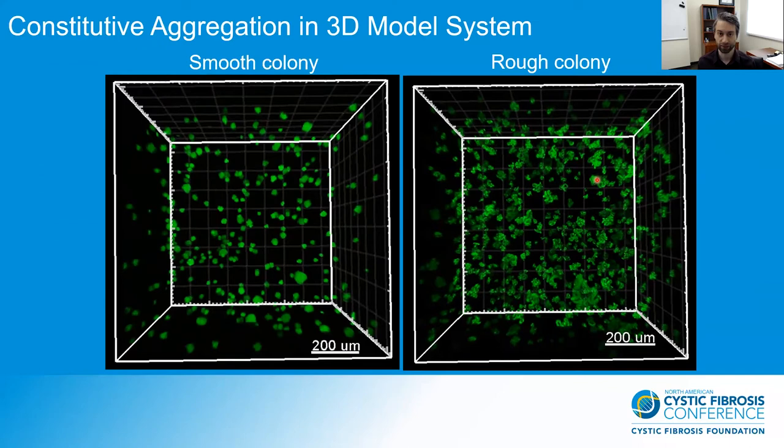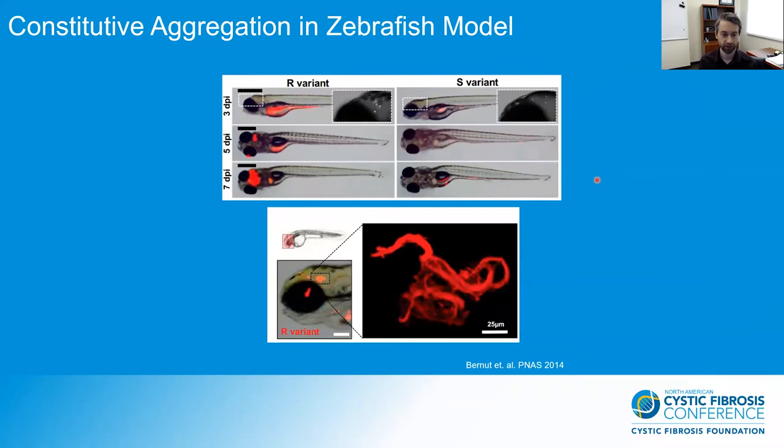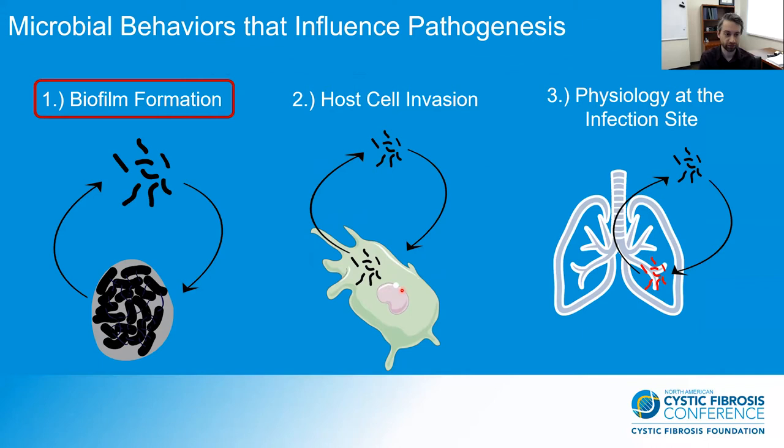There's a really nice model that the Kramer group has put together that's a zebrafish infection model for Mycobacterium abscessus. And essentially you see the same thing in vivo in this model. So these are zebrafish infected with a rough variant or a smooth variant of abscessus. And in the rough variant, not only is it way more virulent, but it results in these sort of extracellular corded aggregates growing inside the zebrafish. So essentially during infection, you tend to get some kind of selection that's pushing you towards a constitutive aggregation phenotype. It's worth pointing out that the rough strains are not better at all types of biofilm formation.